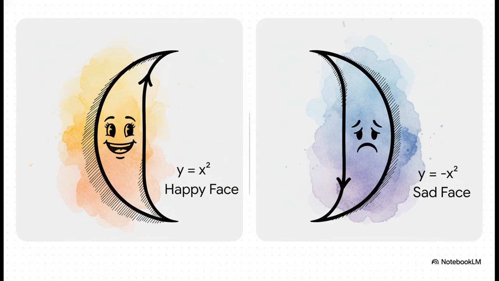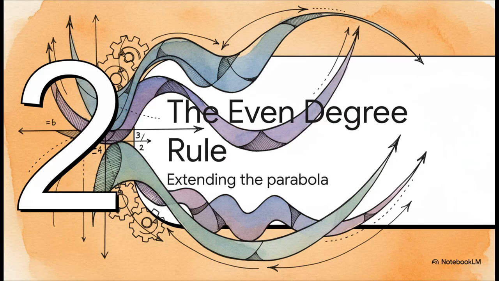When it's positive, you get that classic happy face shape, where both ends shoot up towards the sky. And if you stick a negative in front of that x squared, it flips over into a sad face, and both ends point down. This super simple up-up or down-down thing, that's our key. That's the whole secret. Okay, now we're gonna take that basic idea and level it up. We can basically supercharge that parabola logic into a really powerful tool called the even degree rule. And this thing works for all kinds of bigger, crazier polynomials.